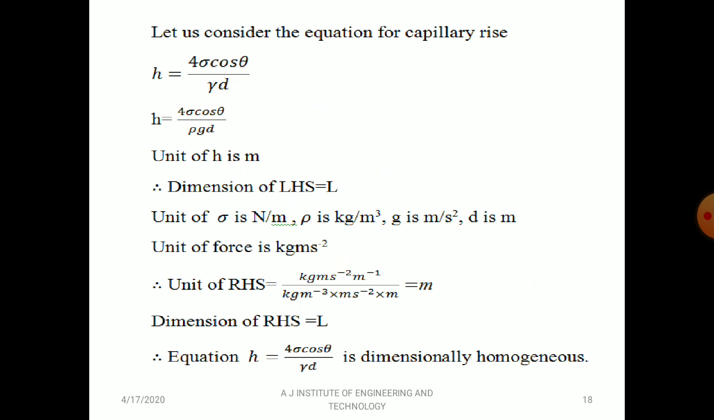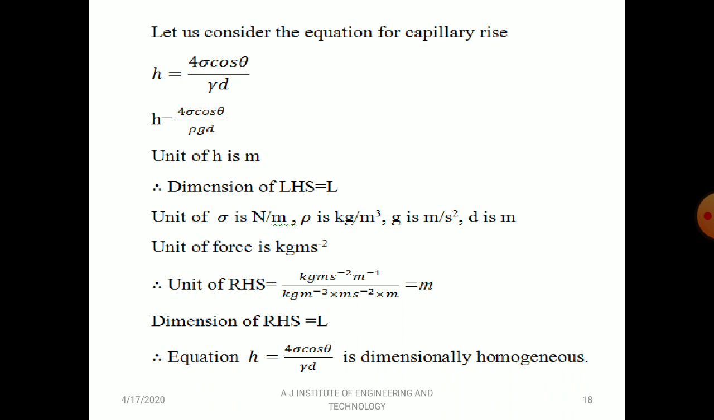So h is the head or height rise, or capillary rise. It is related to capillary rise, so it is height rise. So h equals 4 sigma cos theta divided by rho g d. The unit of h is measured in meter, so it is meter only. Then the dimension of LHS becomes capital L, because the unit of h is meter, so the dimension for meter is L.